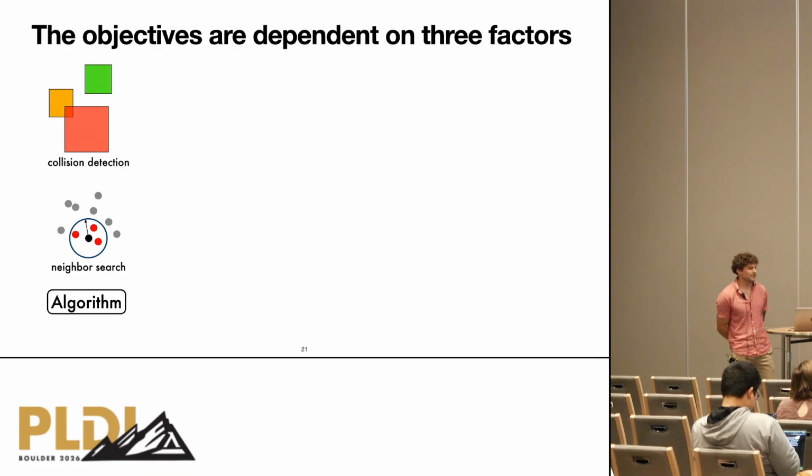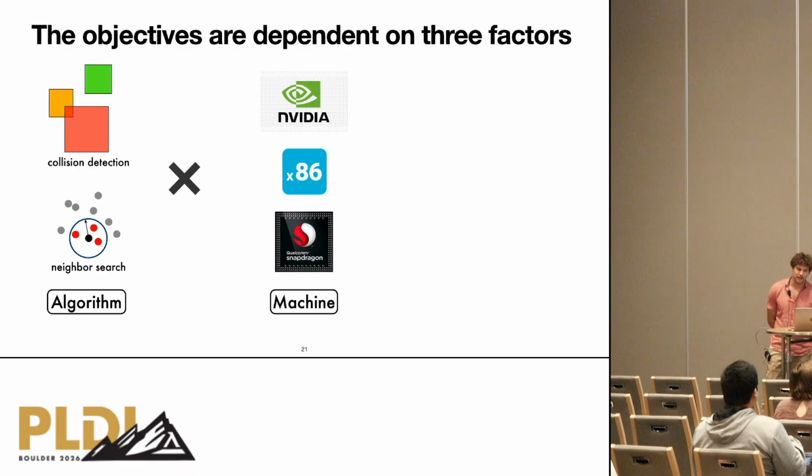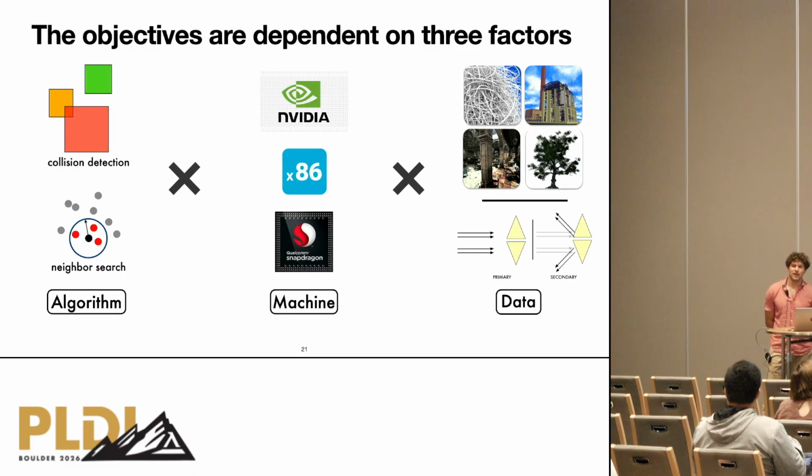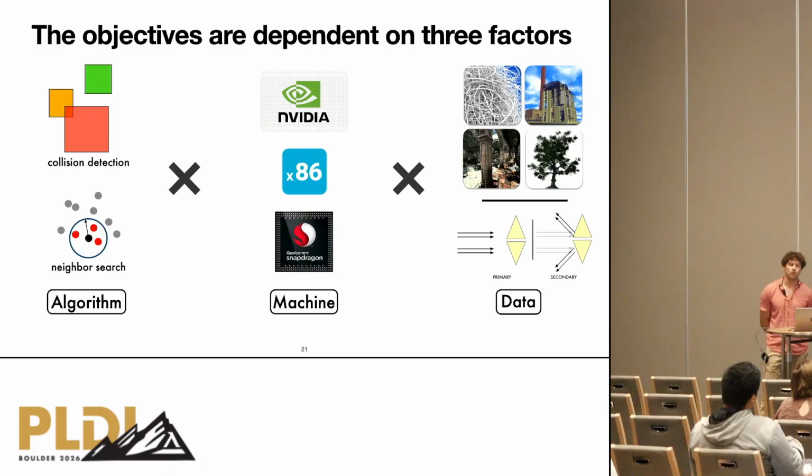What I claim here is that the objectives are dependent on 3 factors. This includes the algorithm, so collision detection or neighbor search perhaps. It includes, obviously, the machine you're running it on. And so, the Pareto-optimal layout for an x86 CPU with SIMD instructions is going to look much different than one for a GPU. And finally, it's going to depend on the characteristics of your input data. A sparse and dense scene will likely have very different ideal layouts. And perhaps, if you're doing ray tracing, whether your rays are coherent or incoherent are also going to be important in choosing a Pareto-optimal layout.